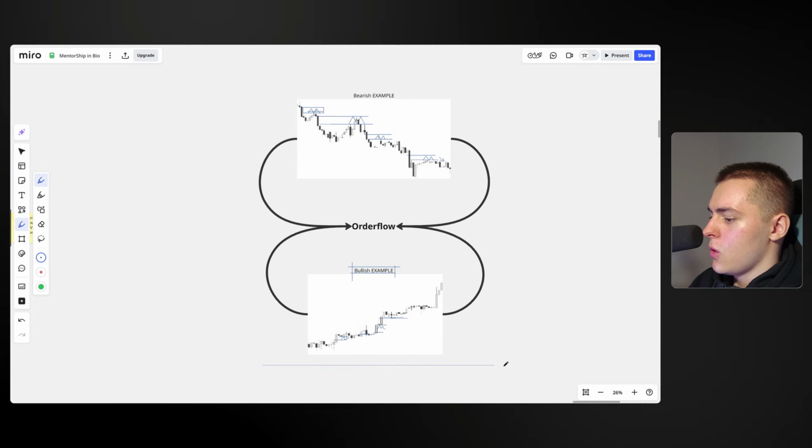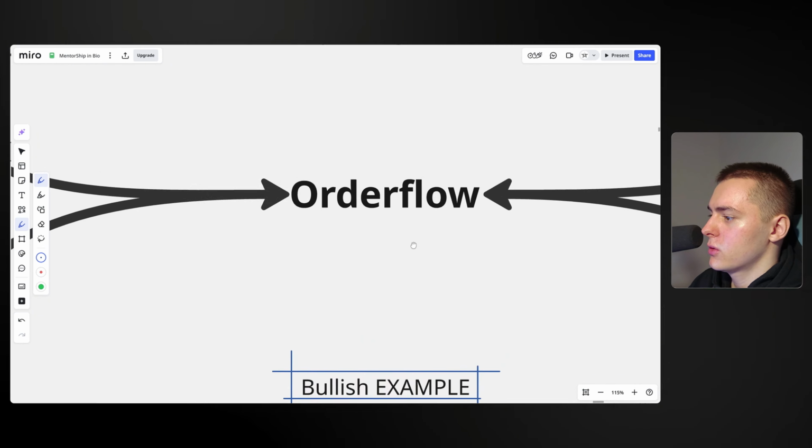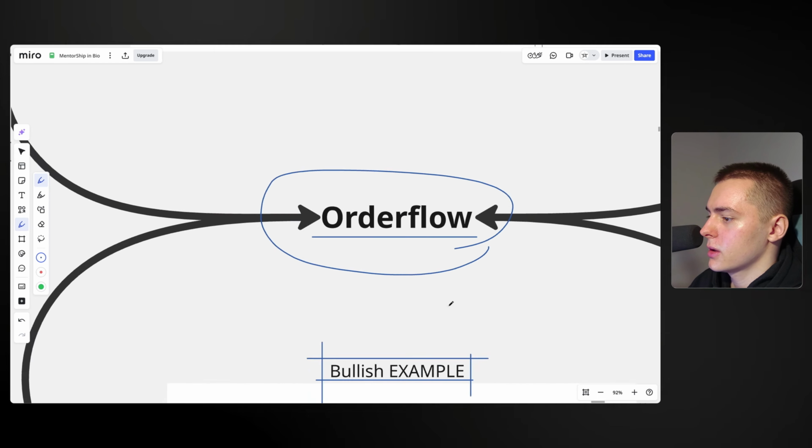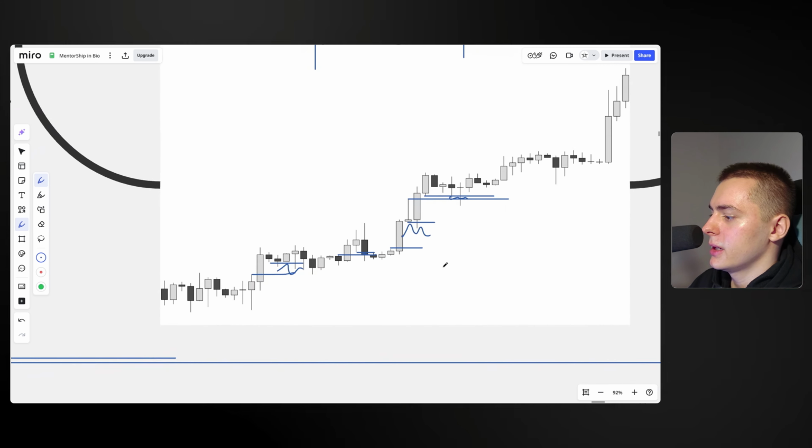And what I have just shown you, right? So I have shown you bearish examples and bullish examples. Basically, that is how you determine the entire order flow of the market. Now, how could this be broken down?